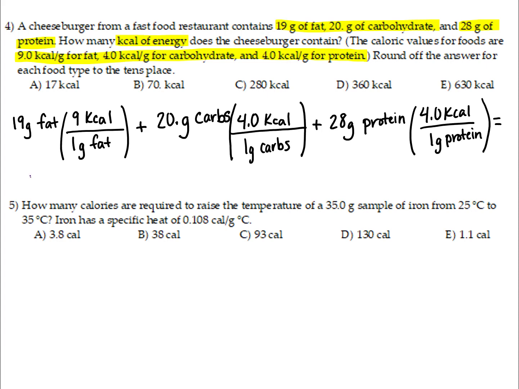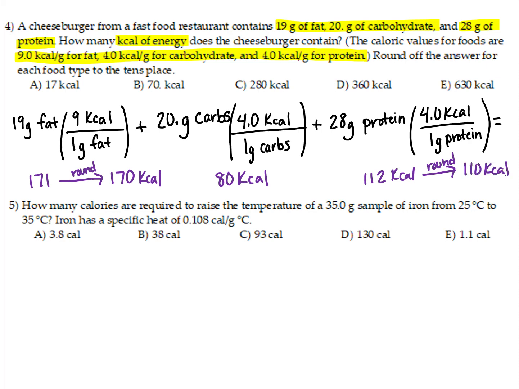19 times 9 gives you 171. When you round that to the tens place, it's 170 kcal. 20 times 4 is 80 kcal. And then 28 times 4 gives you 112 kcal. But we've got to round that to the tens place. It's 110 kcal. Then we add them all up. You get 360. There's our answer.